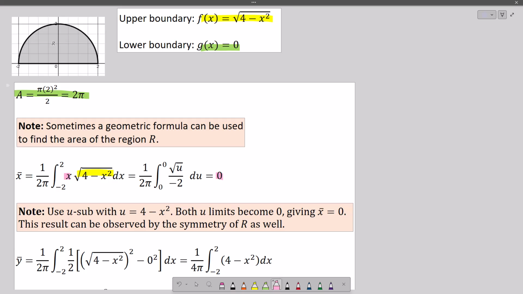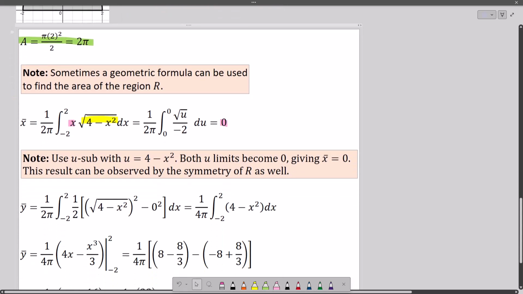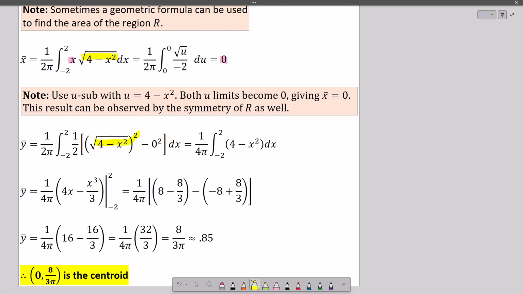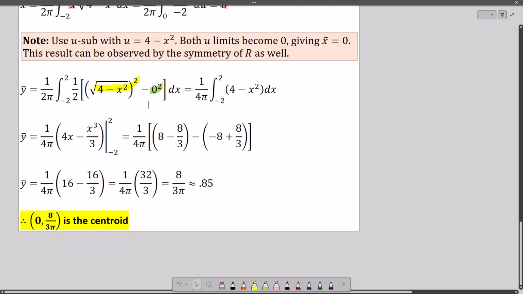And then when we go to find y bar, same idea. We're doing f, the upper curve squared, minus the lower curve squared. So f squared minus g squared, and then divide by 2. And that one is not 0. That one ends up being 8 divided by 3 pi. So that is our center of mass, or our centroid.